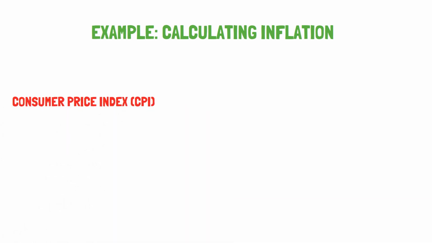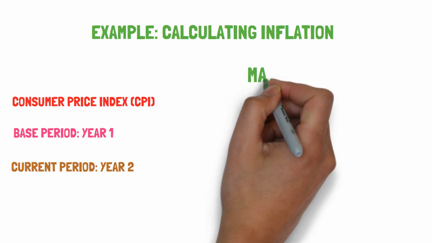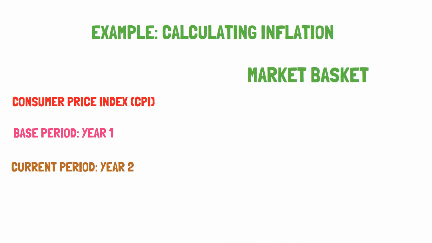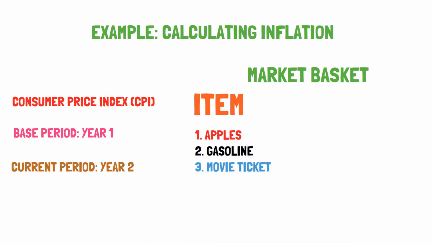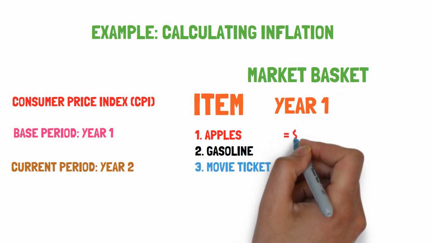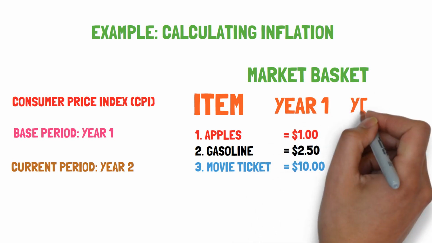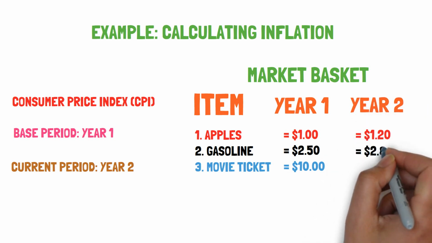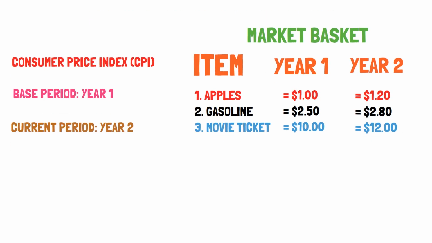Suppose we have data for two periods, the base period, year 1, and the current period, year 2. Here's the data for a simplified market basket of 3 items and their respective prices in each period. The items are apples, gasoline, and a movie ticket. The price in year 1 is $1 for the apples, $2.50 for the gas, and $10 for the movie ticket. In year 2, the price for the apples has increased to $1.20. The gasoline is now $2.80, and the movie ticket now costs $12.